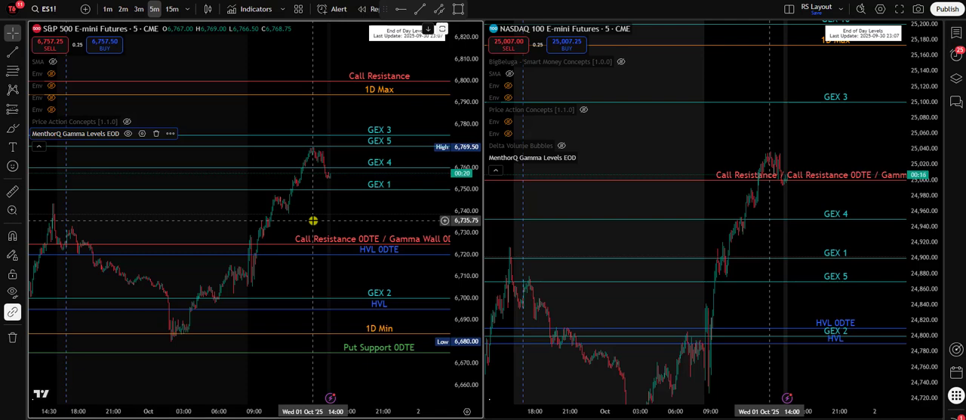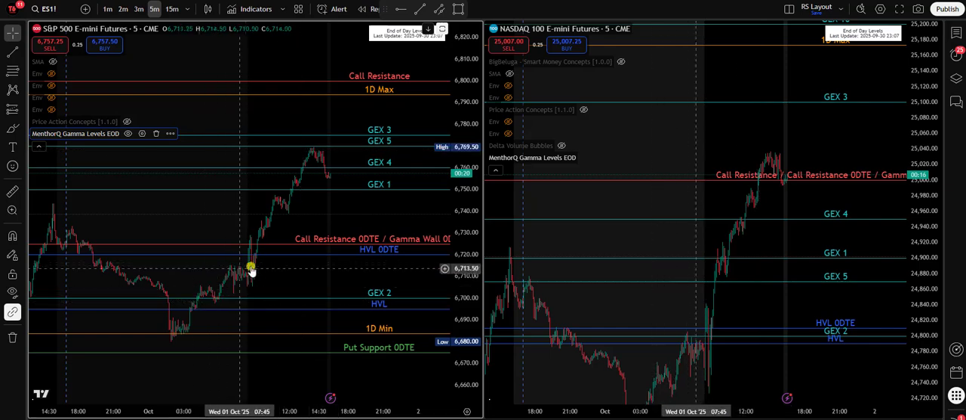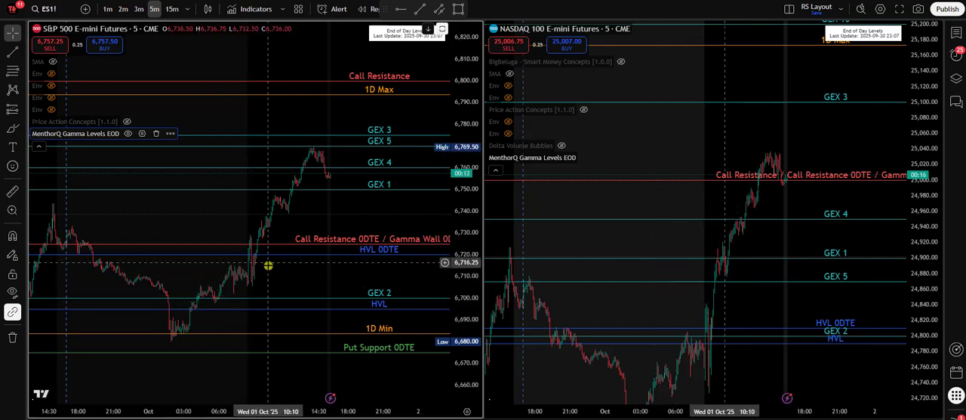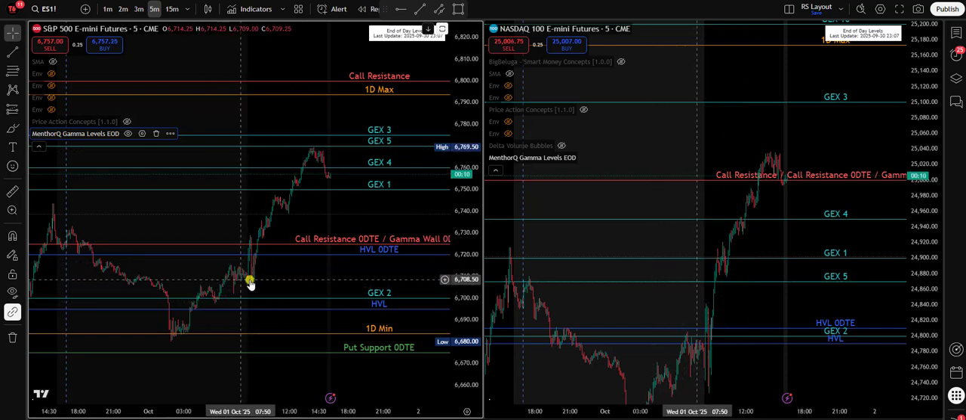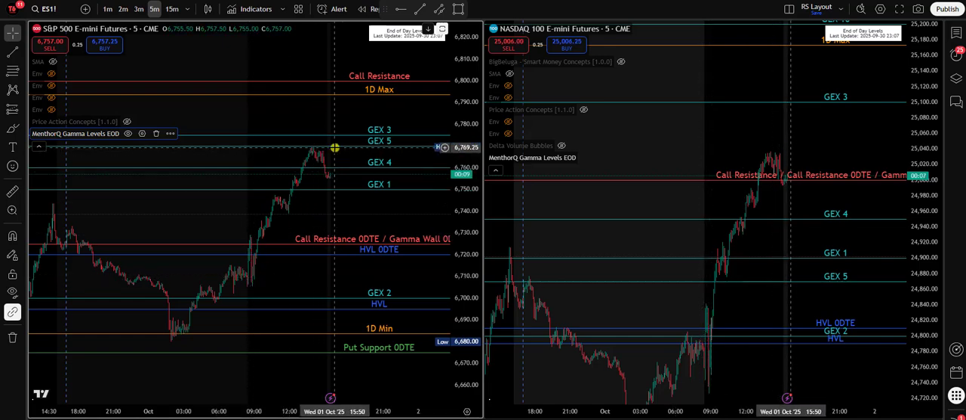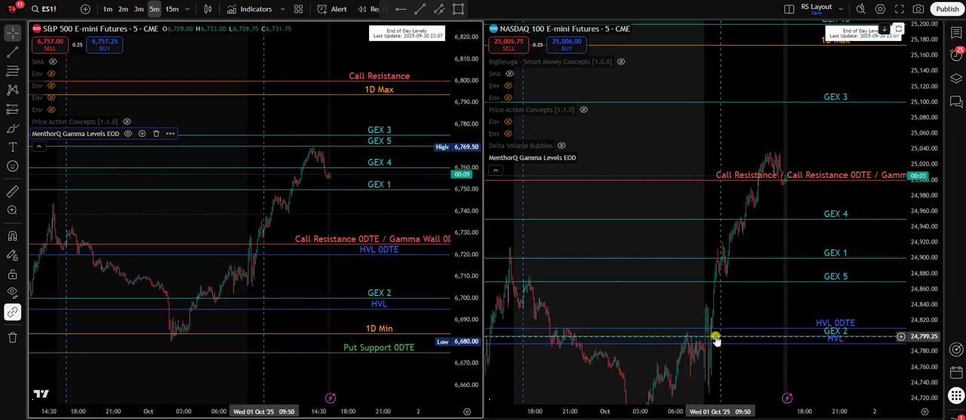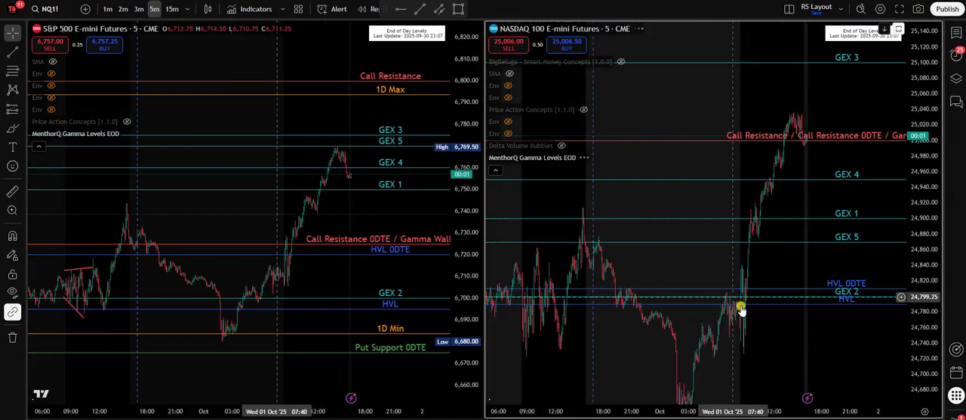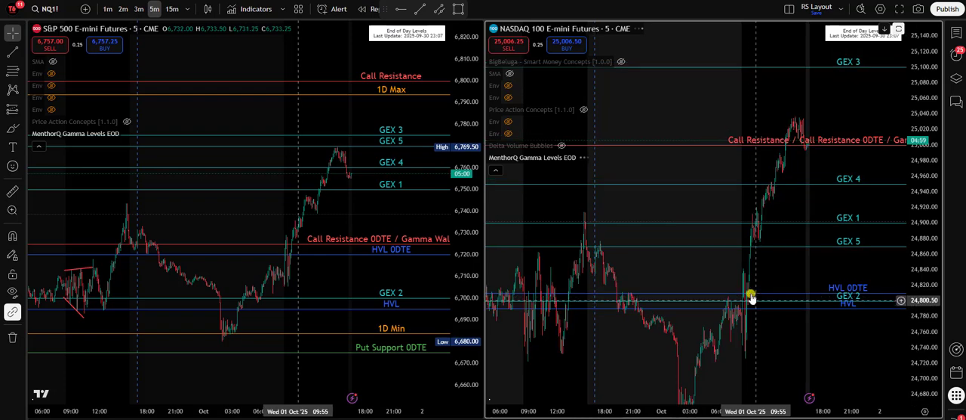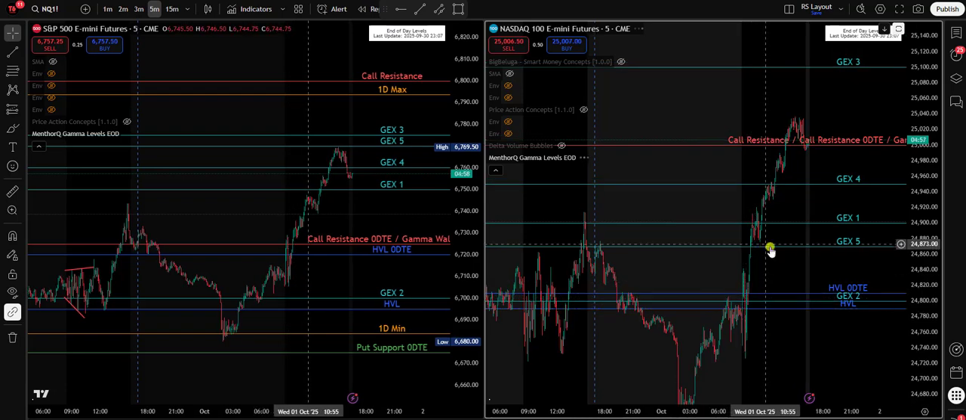As you can see right here, let's take a look at the opening and go through the day. So we open down here on S&P. We have JEX 5 way up here. And we opened over here on the Nasdaq, right down here, right in a congestion area, actually. And we have the JEX level up here. So both of them were above the opening price, which tells me that the price is going to rise.